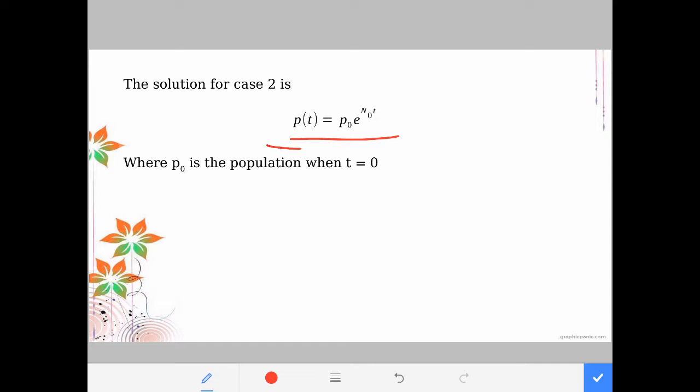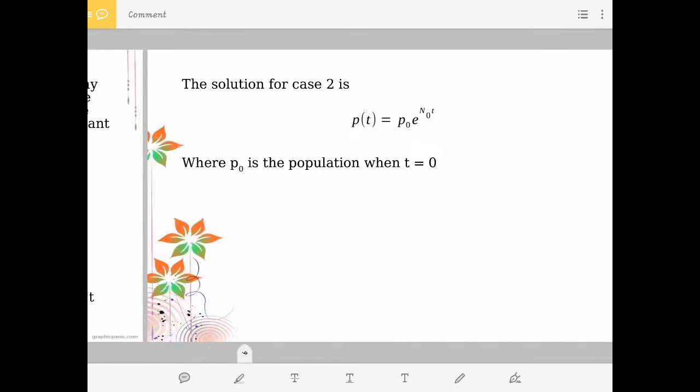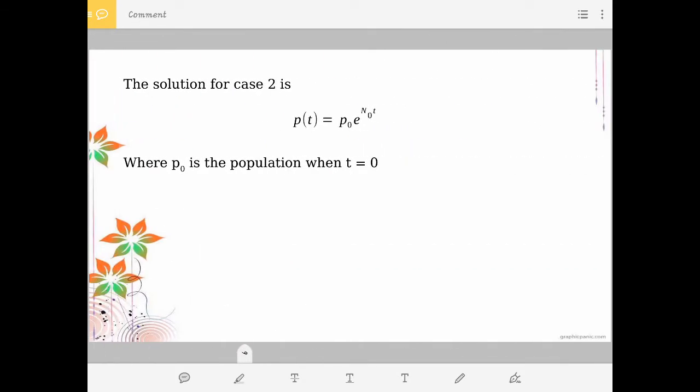Practice your math skills. Derive this solution using separation of variables, and then you get the solution for case 2.